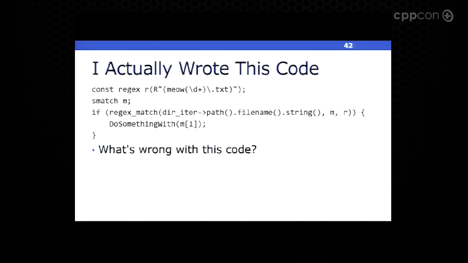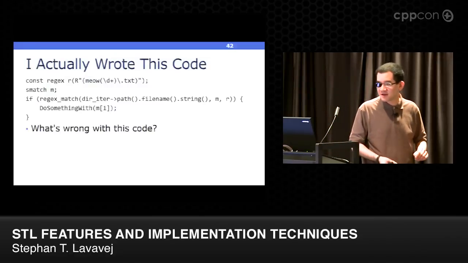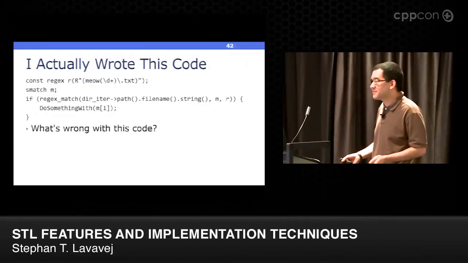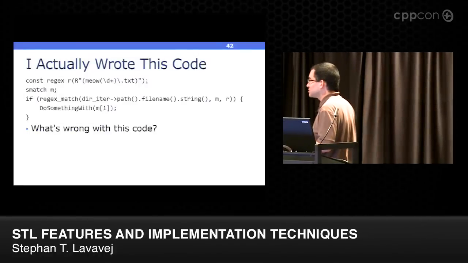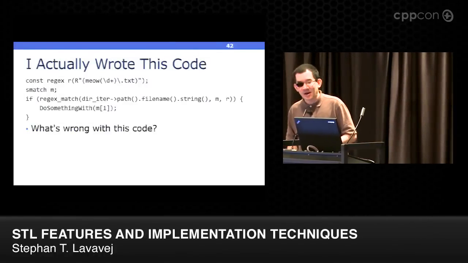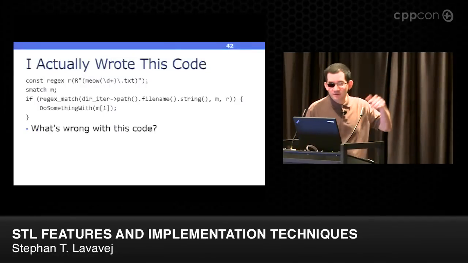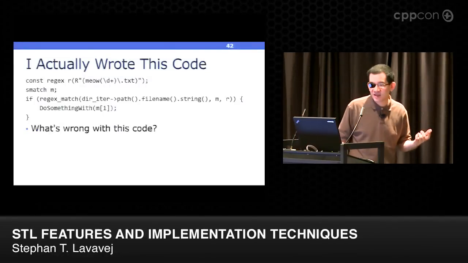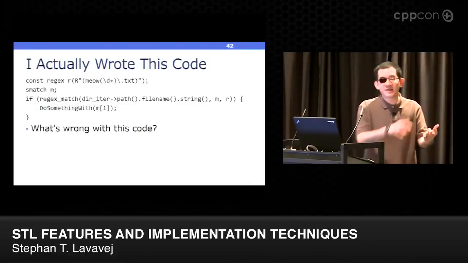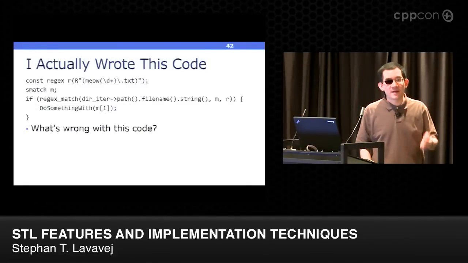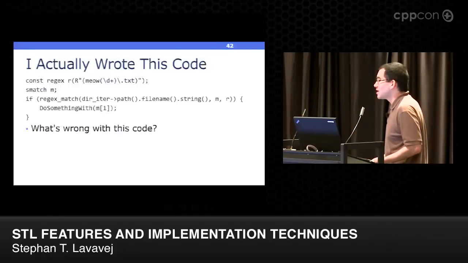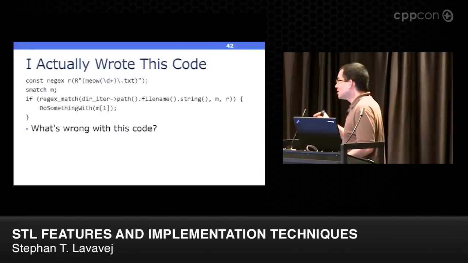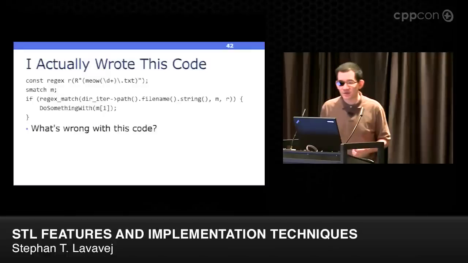Now, I wrote this code at home, and I had it checked in for years until I realized that there was something wrong with it. Here I've got a regex. I'm looking for file names of the form meow, then some digits, .txt. And then I'm iterating over a directory using Boost FileSystem, which is really cool. I want to get the directory iterator that's iterating over my directory, extract the path from it, get only the file name, not C:\temp, blah, blah, blah, and then convert that to a string, and then match it against my regex. And then if it matches, I can crack it open and look at the number in the file name and then go do something with it.